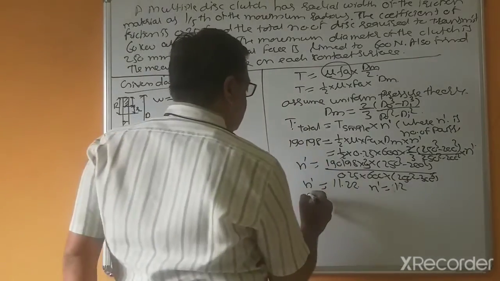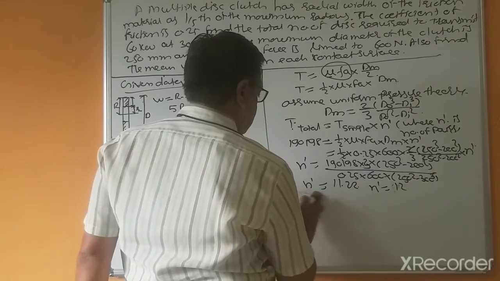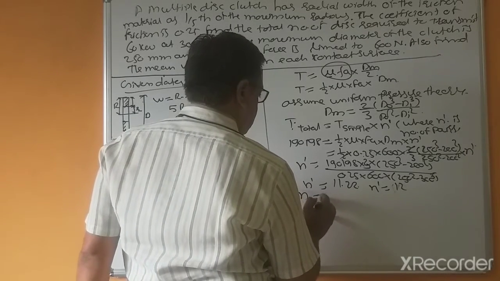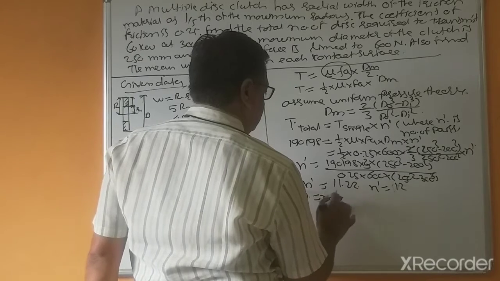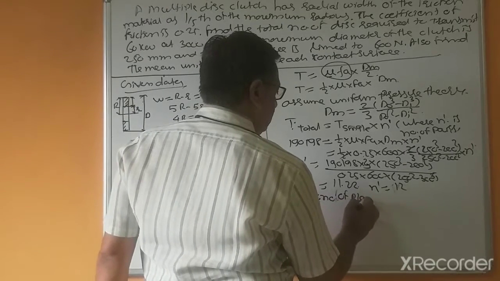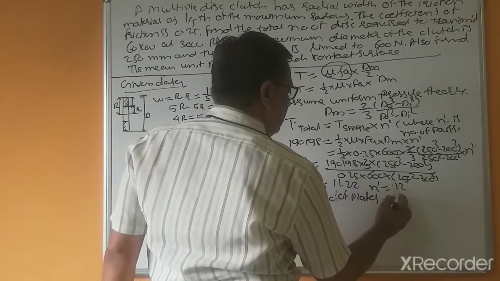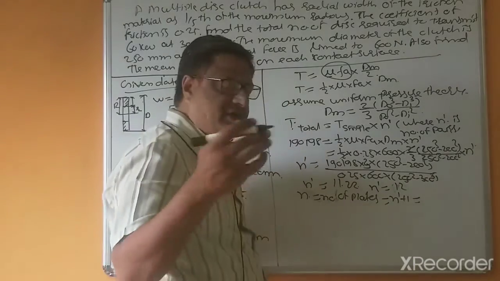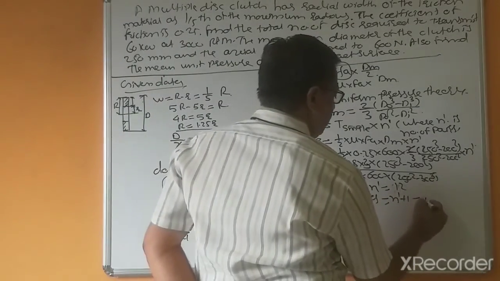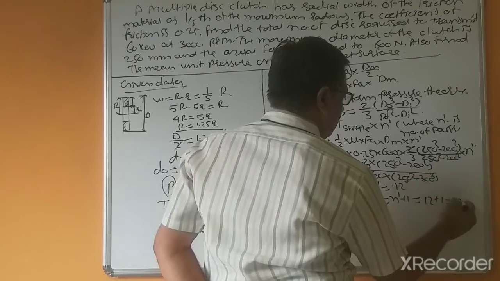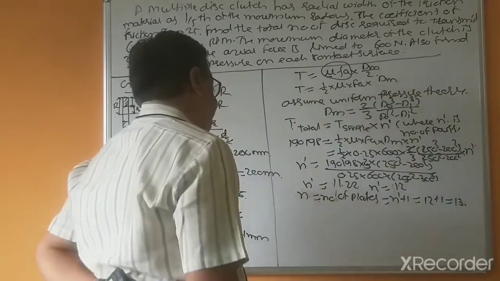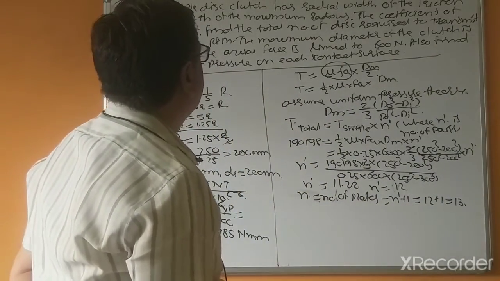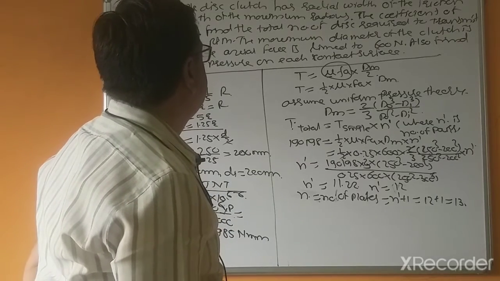And n is the number of plates. Now this is equal to n dash plus 1 because one additional plate is required. So that's why this is 12 plus 1 equal to 13. So this is right.